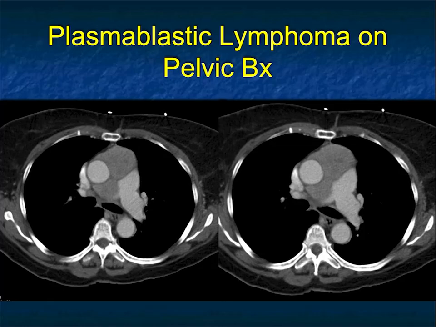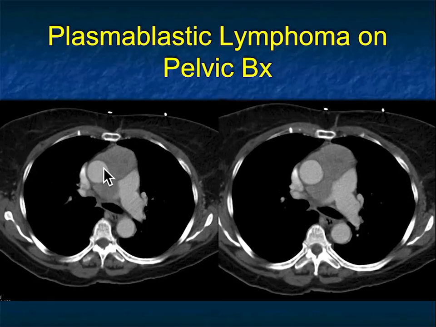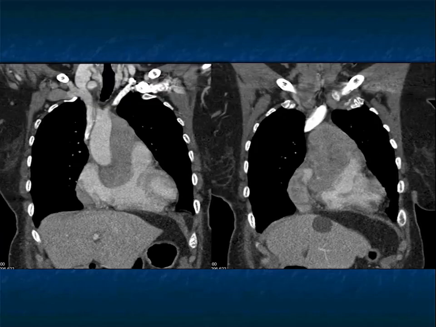Now here's an unusual case. Fairly recently we had a plasmablastic lymphoma. The patient presented with shortness of breath, and a pelvic mass was detected as well. And you can see the mass in the heart infiltrating into the middle mediastinum, surrounding the cardiac chambers, involving the patient's right atrium, involving the patient's right ventricle. Really an impressive infiltrating tumor.